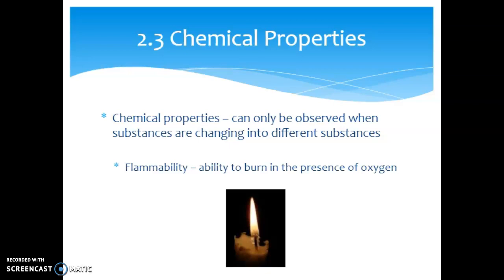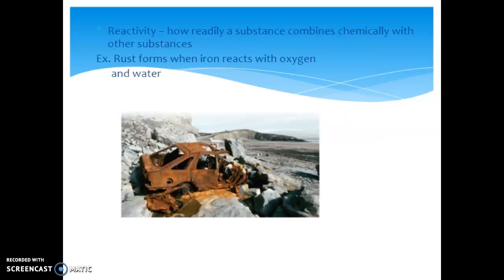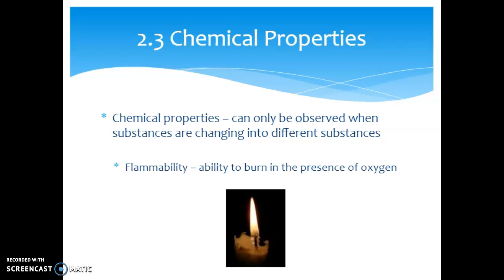So a chemical property is a property that can only be observed when the substances are changing into different substances. Okay. So unlike a physical property that you can observe or measure as long as the substance remains the same, in this case, it has to go through some sort of chemical equation or chemical reaction to observe this property. So the two major ones that we look at are flammability, which is the ability to burn in the presence of oxygen by definition.